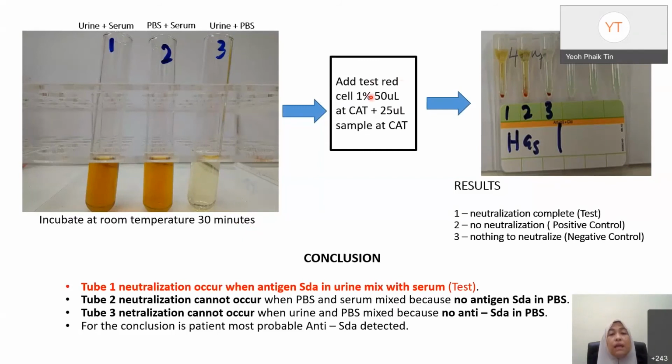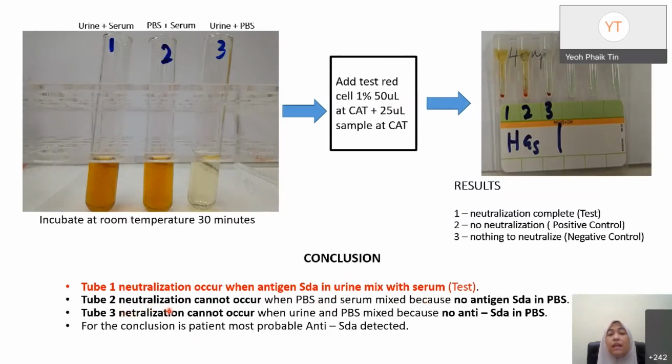After that, we add the test red cell 1% 50 microliter on the gel card and add 25 microliter sample from these glass tubes. Okay. So from the result, it's showing that in tube 1, neutralization occurs when antigen SDA in urine is mixed with the patient serum.